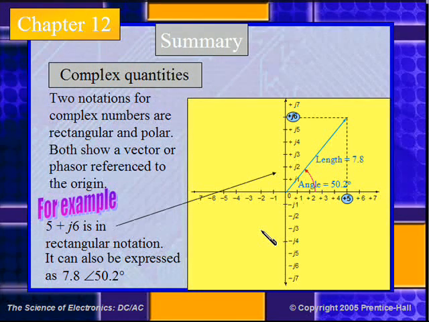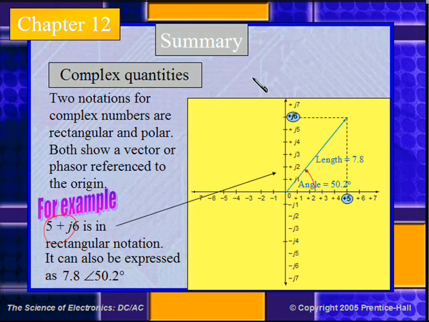Two notations for complex numbers are rectangular and polar. Both show a vector or phasor reference to the origin. For example, the same point that we used before, instead of just going 5 comma j6, in rectangular form it would be 5 plus j6, which means you just go over 5 and up 6, and you're still at that same point, but now it's a phasor because of the plus sign. And it can also be expressed as 7.8 at an angle of 50.2.